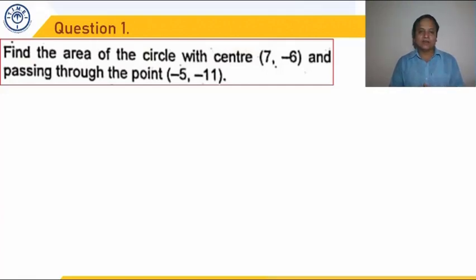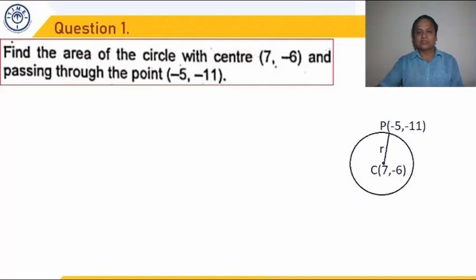So to find the area we require radius. If we draw the circle, center coordinates are 7 comma minus 6 and the point which lies on the circle is minus 5 comma minus 11, and distance between these 2 points is called radius. Distance between center and any point on the circle is called radius. So if we calculate the radius, we can calculate the area also.